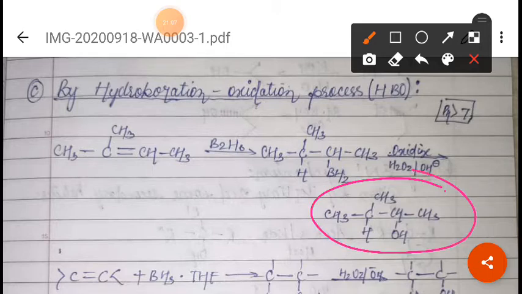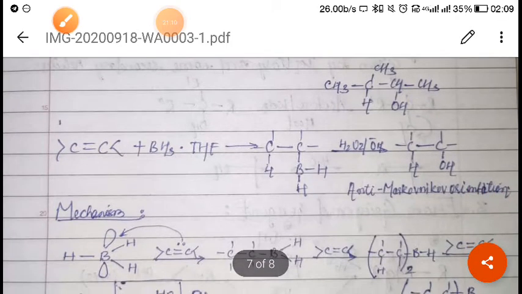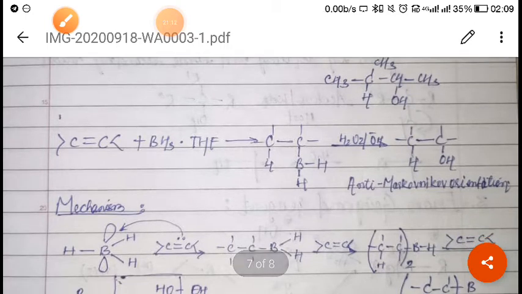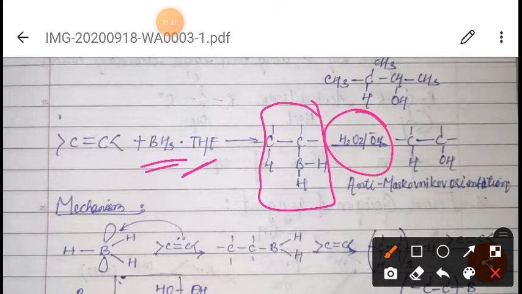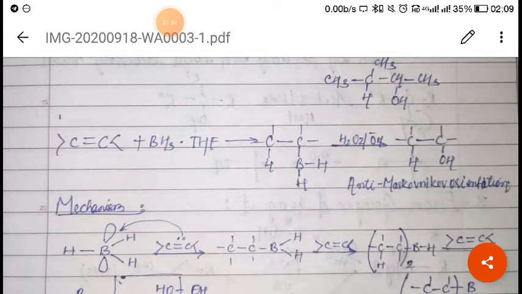So when we talk about the mechanism of this, the mechanism is very simple. As you can see, BH3 in the presence of THF will form like this, right? And again, after that, when we are oxidizing it in the presence of H2O2 and OH, at that time what will happen? In place of BH2, this OH will come. This is called anti-Markovnikov orientation.